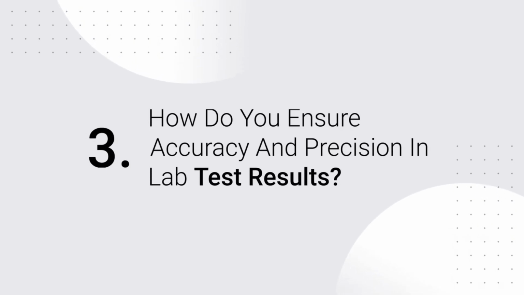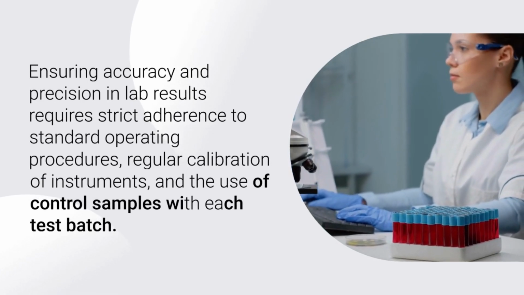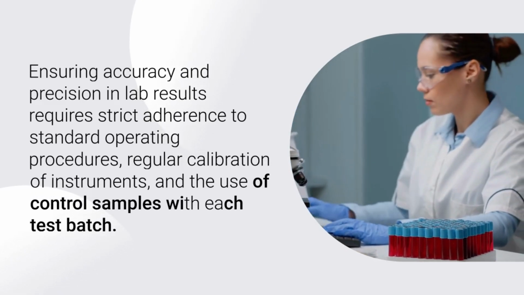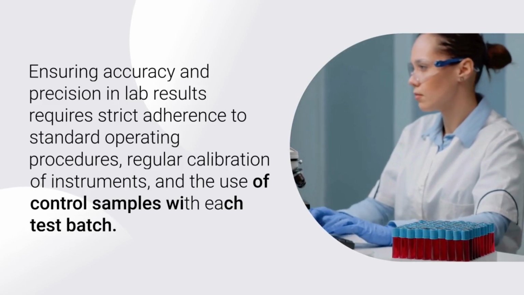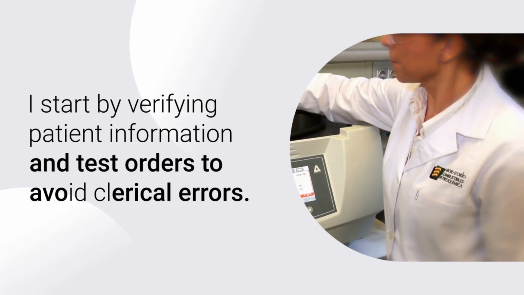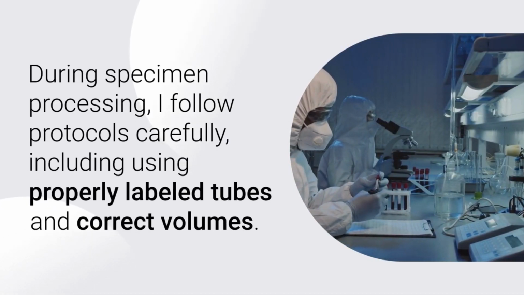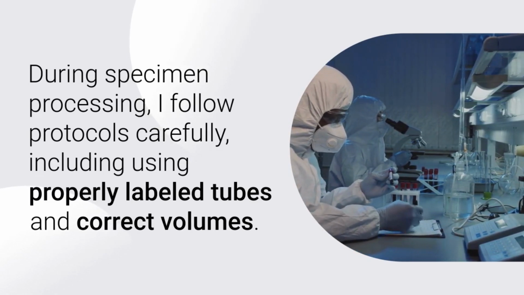3. How do you ensure accuracy and precision in lab test results? Ensuring accuracy and precision in lab results requires strict adherence to standard operating procedures, regular calibration of instruments, and the use of control samples with each test batch. I start by verifying patient information and test orders to avoid clerical errors. During specimen processing, I follow protocols carefully, including using properly labeled tubes and correct volumes.